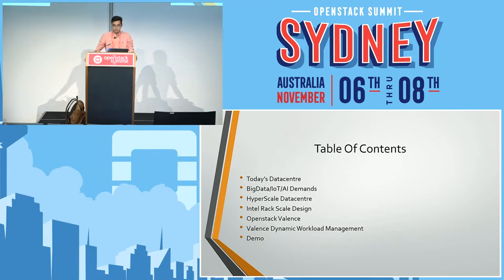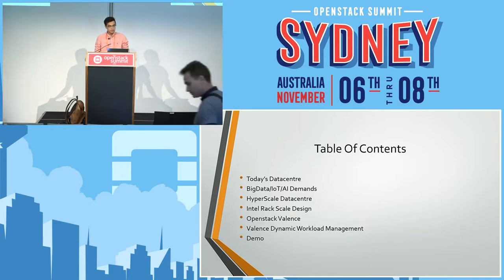Today, I will start with the current basic status of the data center and what the challenges are, and how the hyperscale data center can help to address this problem. Then I will introduce the Intel Rack Scale Design technology and the OpenStack Valence project, and how users can use it to meet different workload requirements. The final step is the demo.